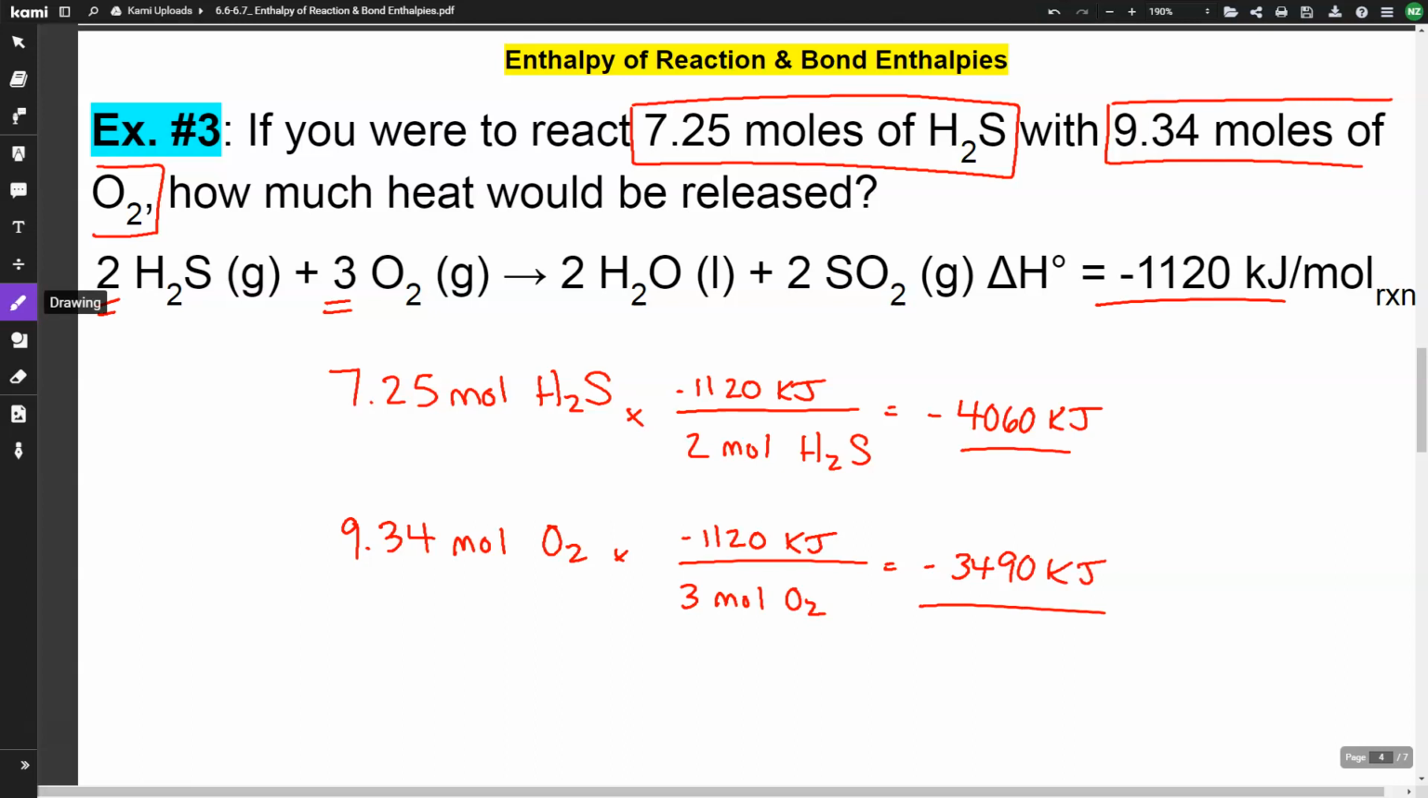Now, just like when we do a limiting reactant problem with stoich, we look at these, and we're releasing less heat with the oxygen. Since we're releasing less heat with the oxygen, that's going to be the amount of heat that we're going to release. We can't release more because we're limited by the amount of oxygen that we have.